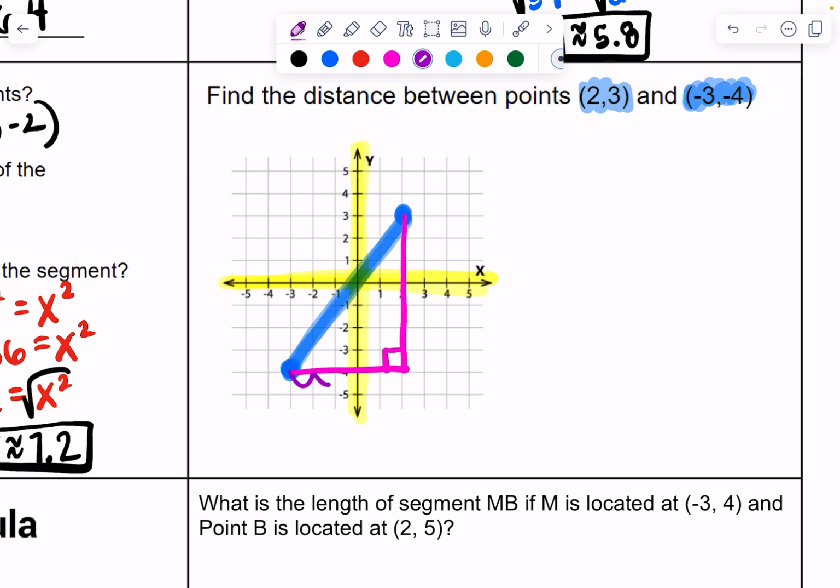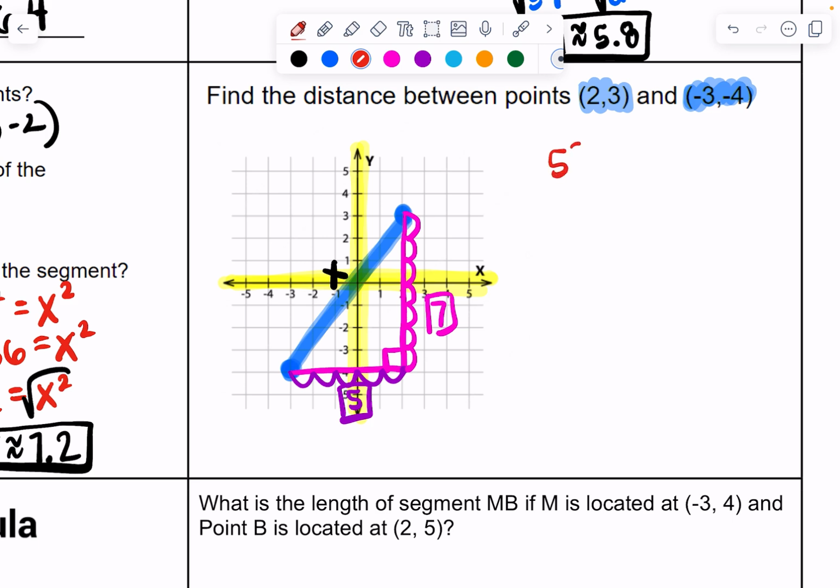So 1, 2, 3, 4, 5. So horizontally, the length is 5. And then vertically, 1, 2, 3, 4, 5, 6, 7. Okay, and it wants us to find the length of the distance between those two. So we'll call it x. And then we'll do the Pythagorean theorem again.